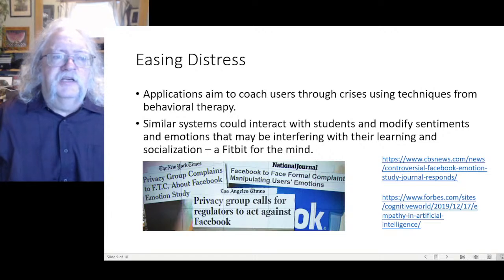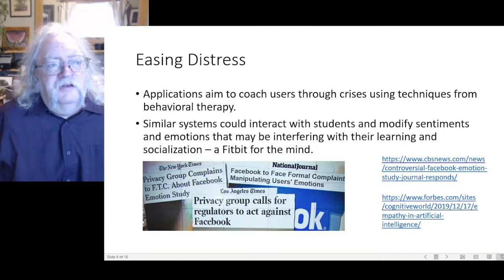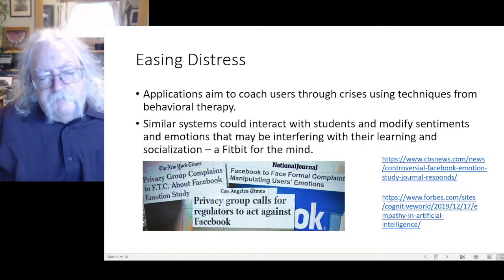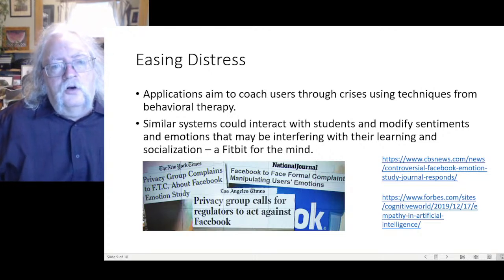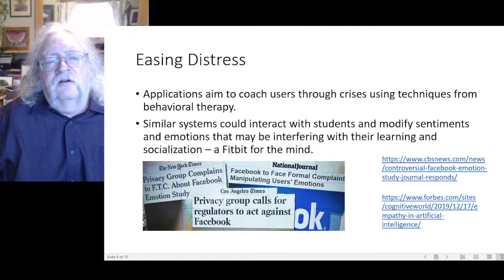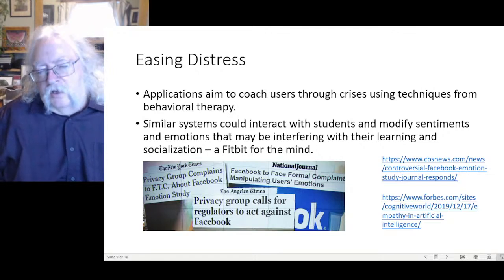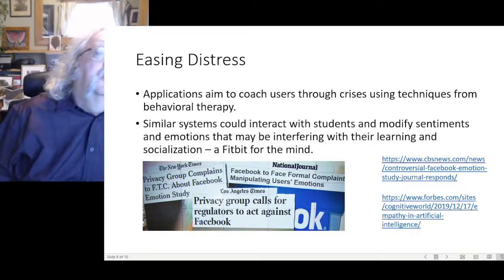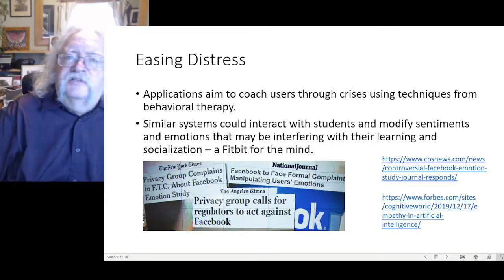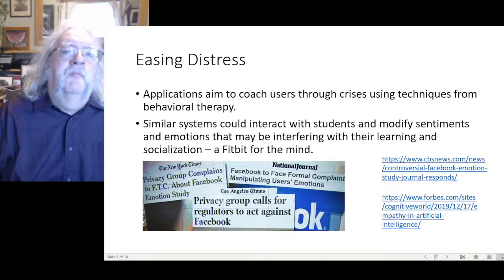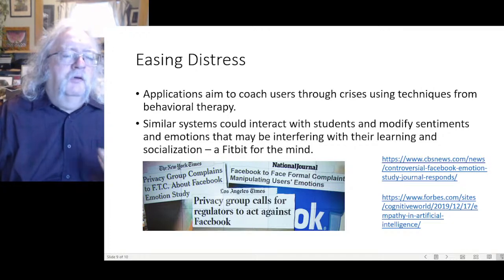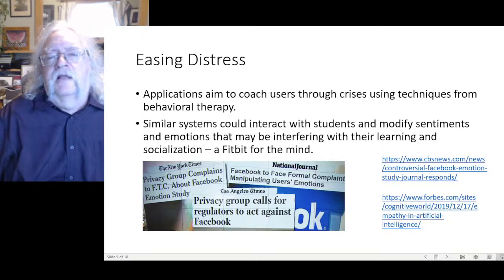Finally, easing distress. And this is sort of an application of the AI as tutor or AI as coach, but here the application is going beyond just helping you do whatever you want to do, and it's actually interpreting what state of mind you should be in and works towards promoting that state of mind.